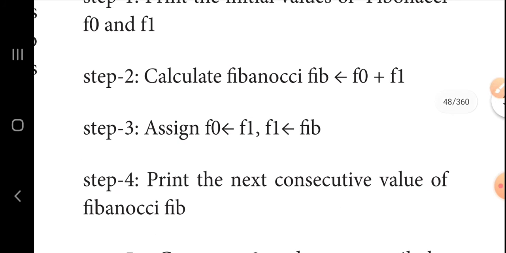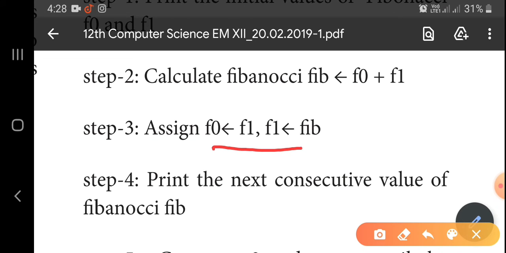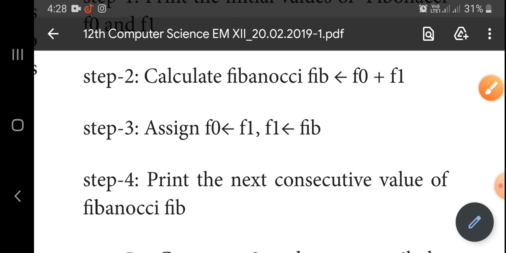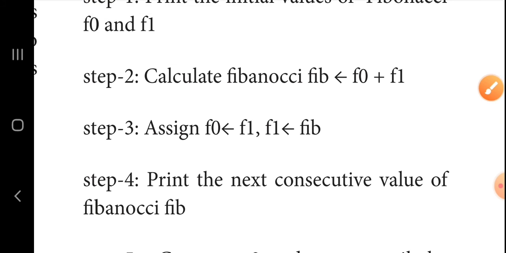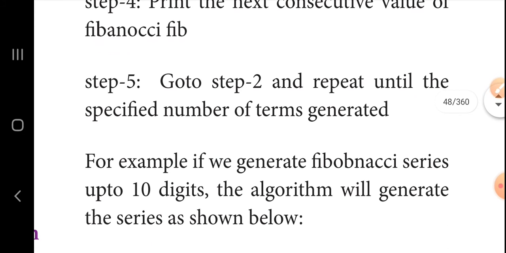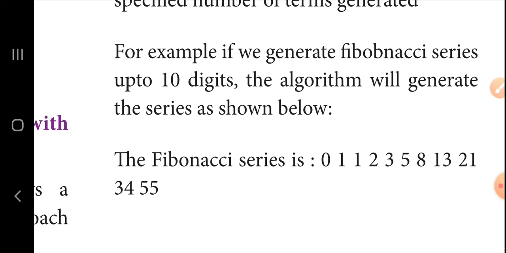In step 2, what you have to do, we are calculating the values for the Fibonacci series for a given number. Okay, each and every time we just interchange the values and add the previous two numbers. For that only we are interchanging. Here we are interchanging the values. See this statement, F0 equal to F1, F1 equal to Fib. So this statement is used to assign the interchanged values. For example, if we generate the Fibonacci series up to 10 digits, the algorithm will generate the series as shown below. Okay, so like this only the values are created.